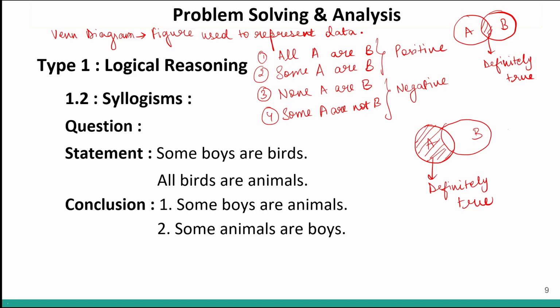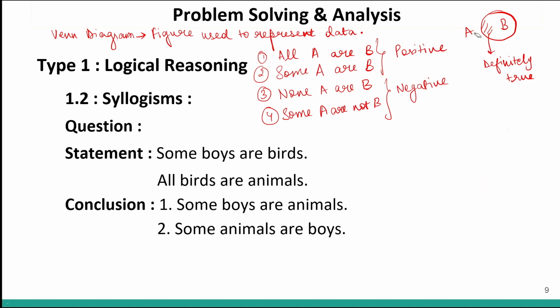So this is the negative relationship between A and B. These two are positive relationships and these two are negative relationships. Correct? This is the entire concept of syllogisms. You will understand this better when we do questions. During exercises and previous year questions, you'll get a clear idea. Okay, but now let us see. These are the only four concepts. Now certain words can change. Some A are B can also be written as a few A are B.